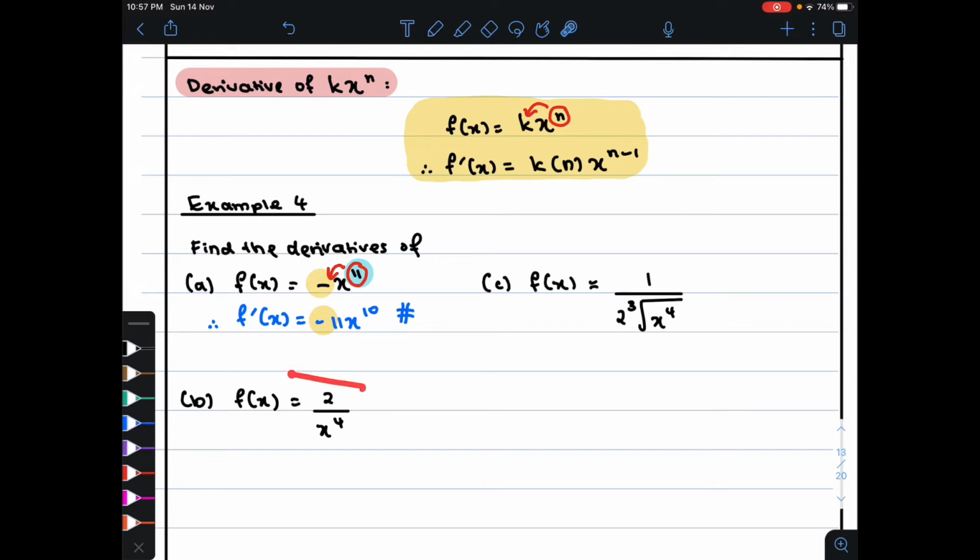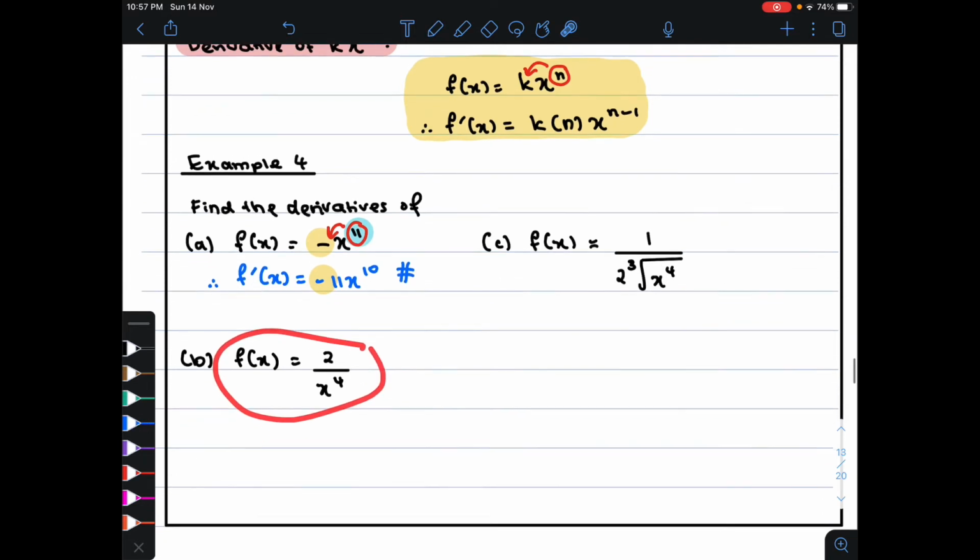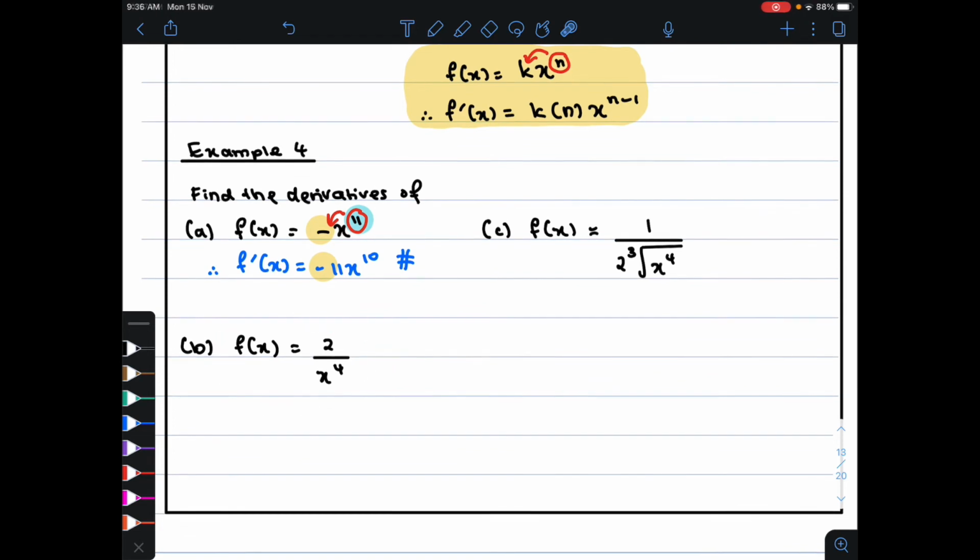For question B, we have f(x) equal to 2 over x to the power of 4. If you have a constant k in the numerator and x in the denominator, change this so that it can be written in the form of kx to the power of n.